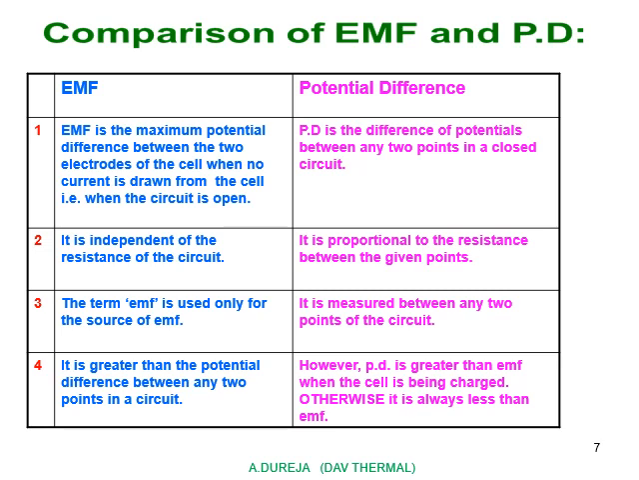EMF is larger than the potential difference across any circuit element, whereas the potential difference is always less than the EMF. Only the potential difference is higher than the EMF when the cell is being charged. And EMF is independent of the external resistance in the cell, whereas potential difference is always less than the EMF.